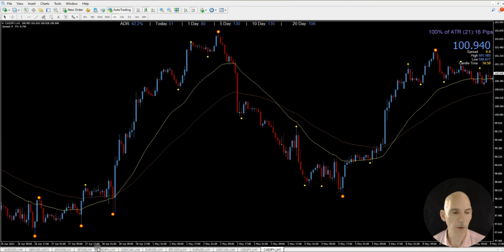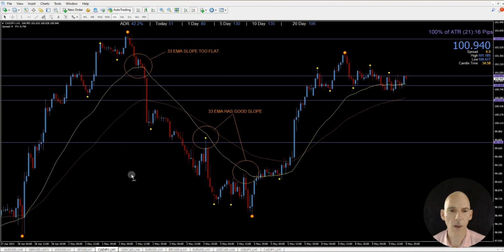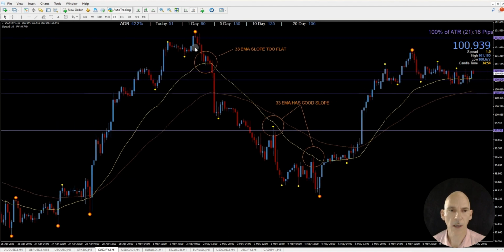So let me just pop over to another chart of the same pair, which I have some labels on here. Notice here the 33 EMA slope is too flat. These purple lines are recent monthly closes over the last 3 months. So I put those on there. And so in this case, it would have really benefited us.